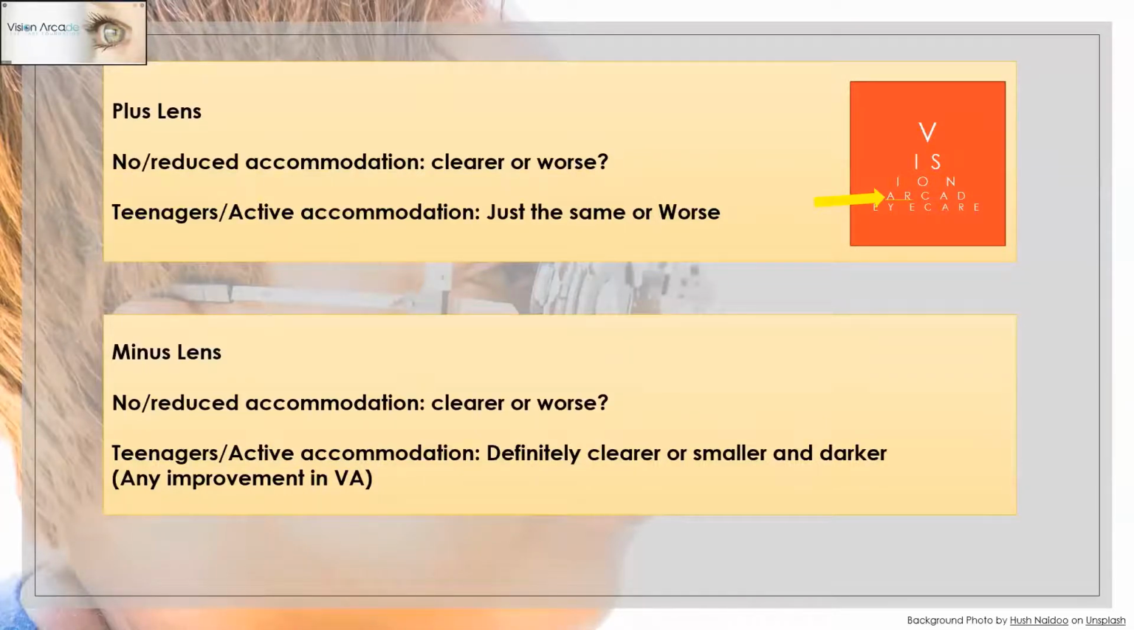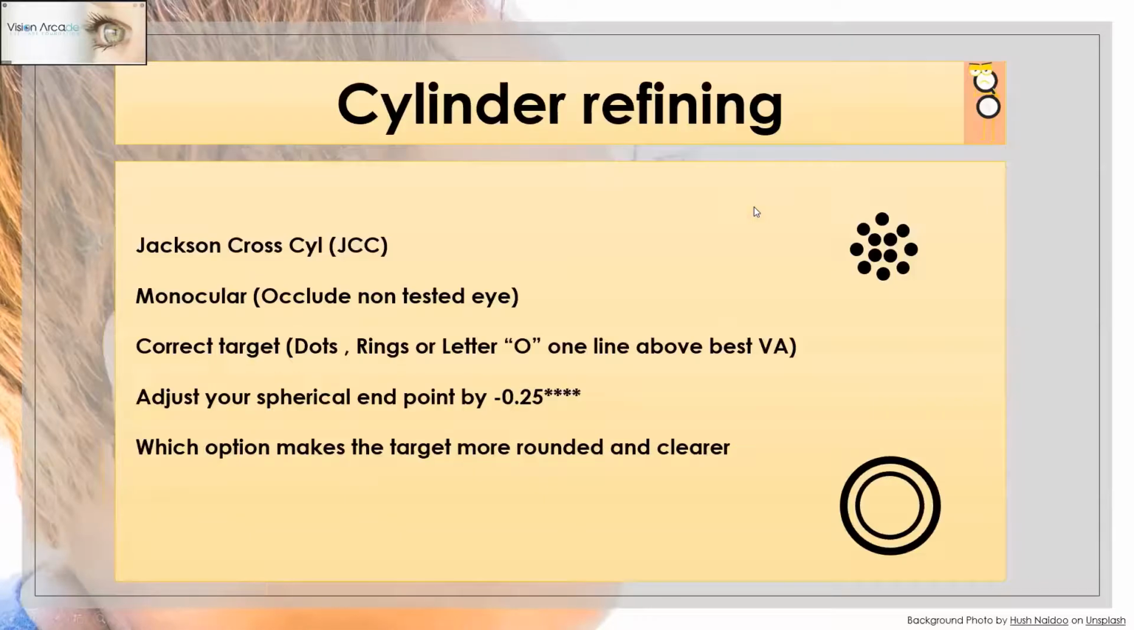So for patients with reduced accommodation or no accommodation, same goes: is it better or worse? For people with active accommodation, the question is, you're looking at a line, is it definitely clearer, or do the letters go smaller and darker? If it's definitely clearer, it means they need the lens. If they tell you the letters go smaller and darker, it means you're actually stimulating accommodation, over-minusing the patient, and you don't want to do that.